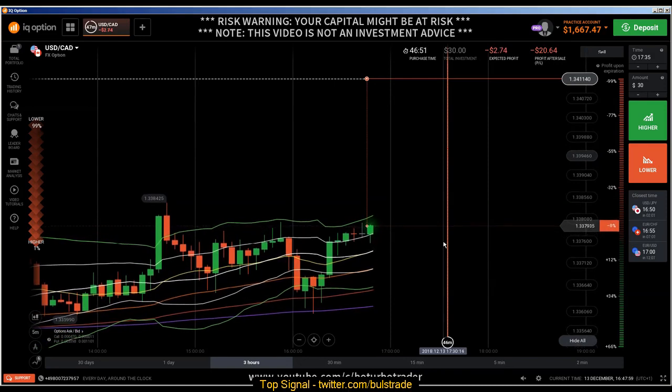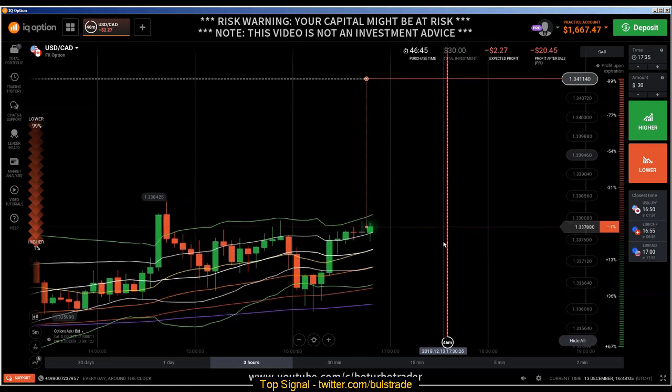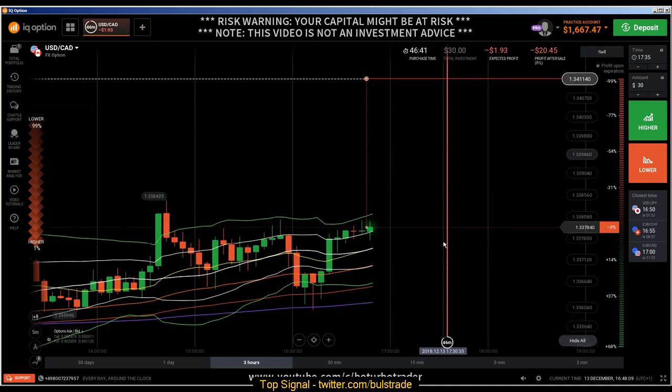At the moment it's really close to the entry point. I'm not expecting that price will move immediately in my direction, but I'm expecting that price will go down at the end of the expiration time of this FX option. So let's see what's happening.